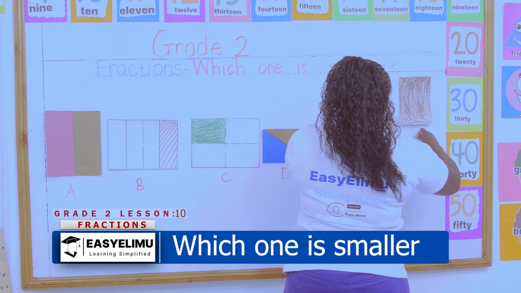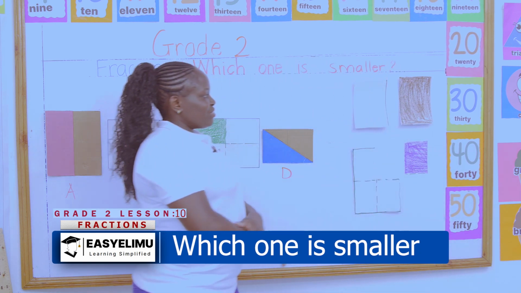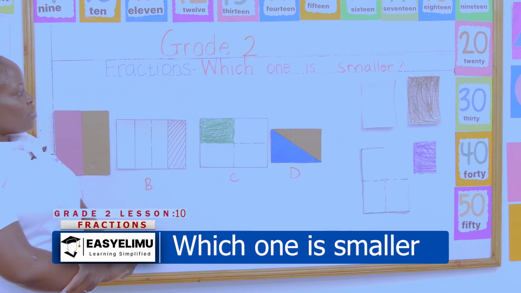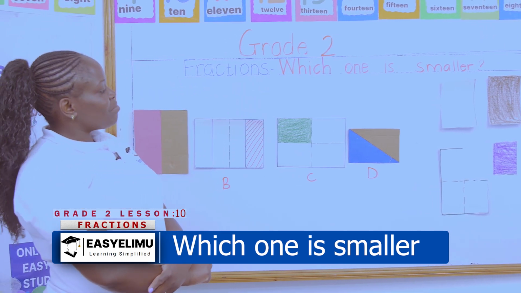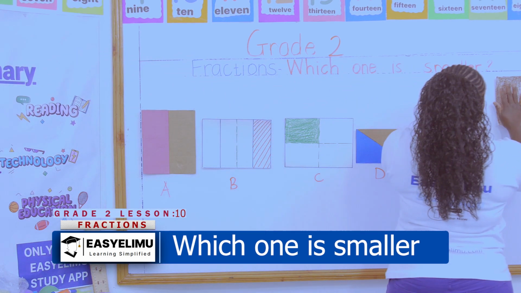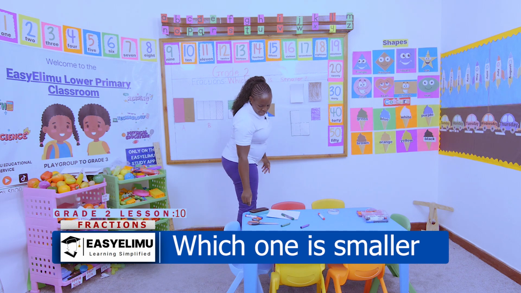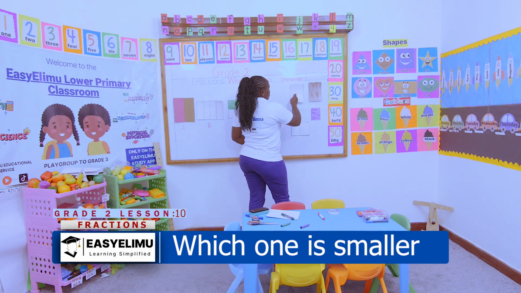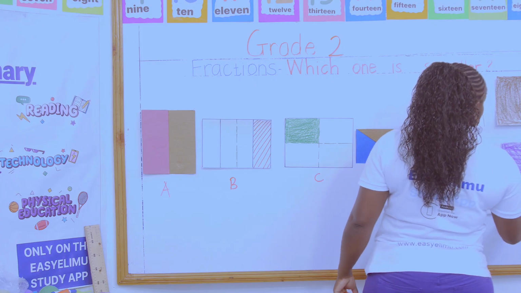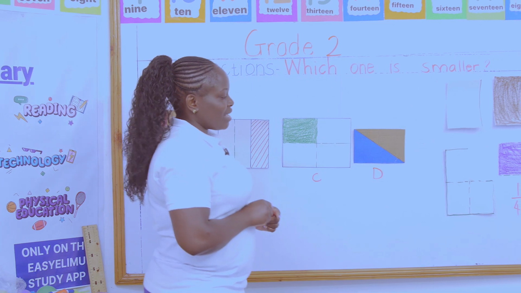And someone asks you, which one is smaller? Look at the two. Are you able to identify which one is smaller from the two pieces? This one was together with this one before I separated them. And this one was also together with this one before I separated them. So we are saying this is one part out of the two, and this is one part out of the four pieces. So which one is smaller?